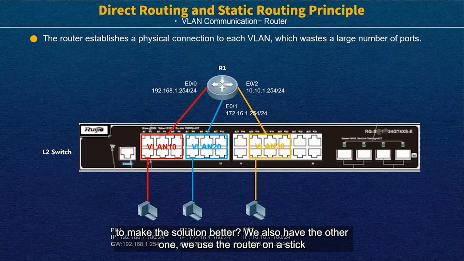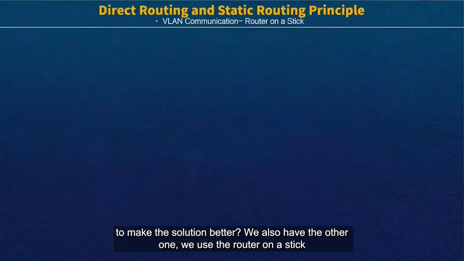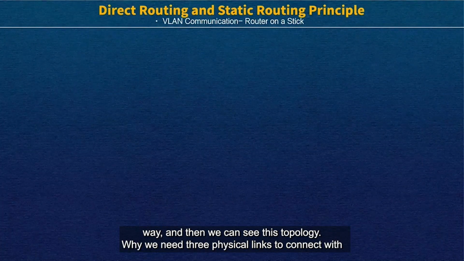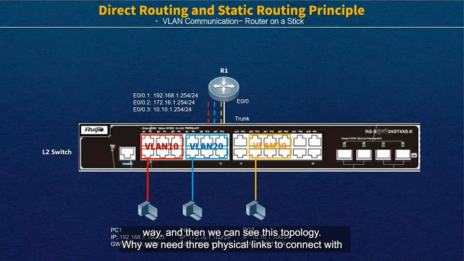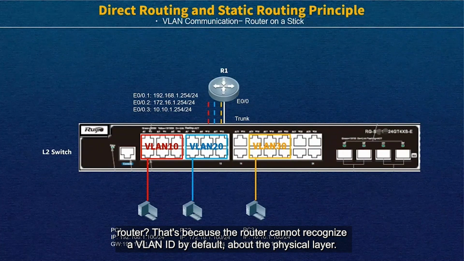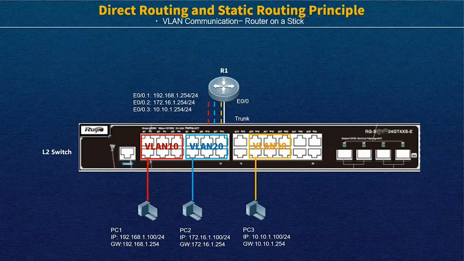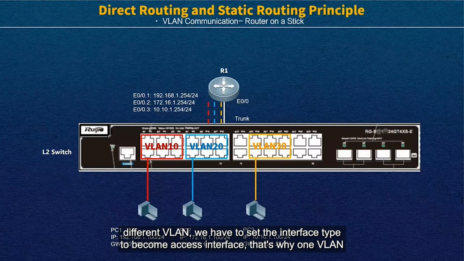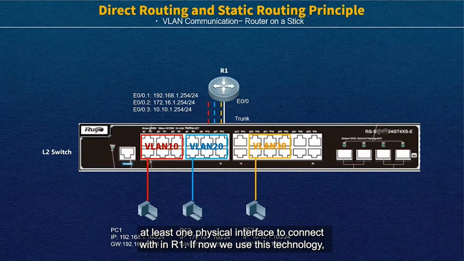So how can we make the solution better? We have another one. We call it router on a stick. And then we can see this topology. Why do we need 3 physical links to connect with the router? That's because the router cannot recognize the VLAN ID by default at the physical layer. So before we send out the message to Router 1, we must delete the VLAN tag. For each different VLAN, we have to set the interface type to access interface. That's why each VLAN needs at least one physical interface to connect with Router 1.